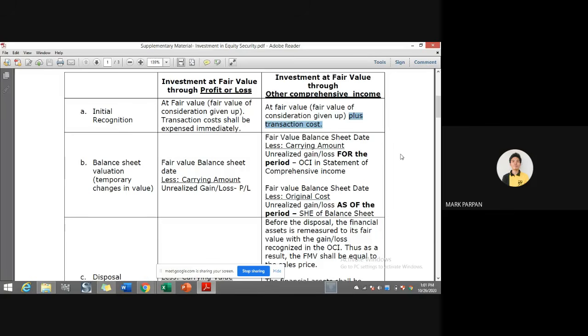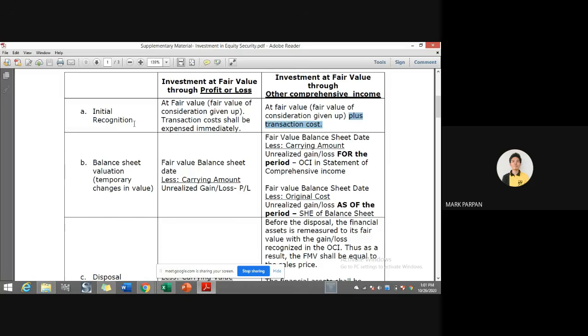Okay, let's proceed to letter B. Next, initial recognition at fair value. It depends: if PL, expense the transaction cost. If through OCI, capitalize the transaction cost. Now, let's proceed to the balance sheet valuation. What do you mean by balance sheet valuation? This is the subsequent measurement.